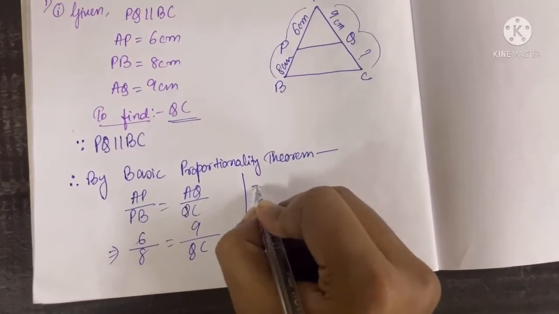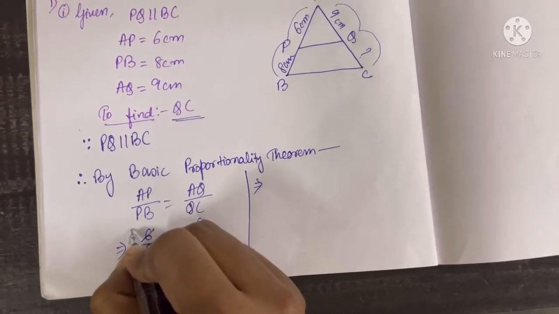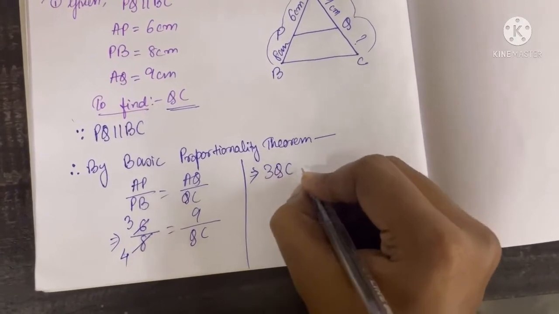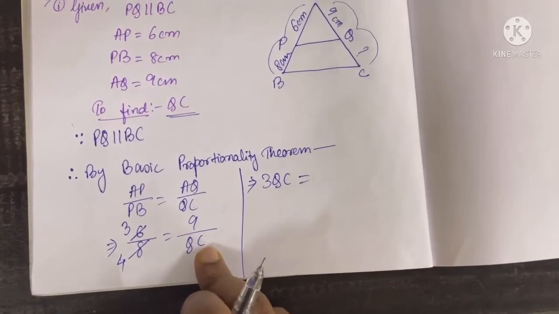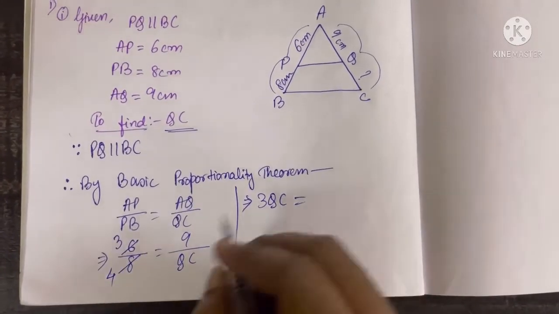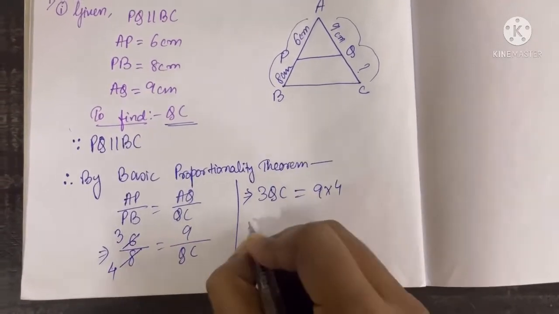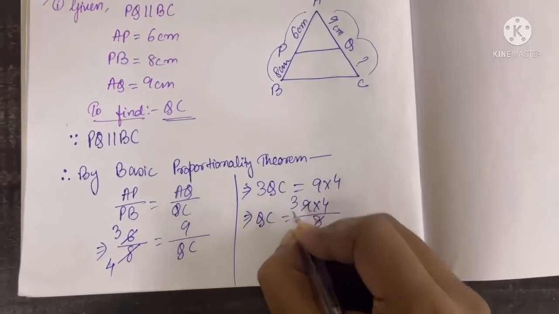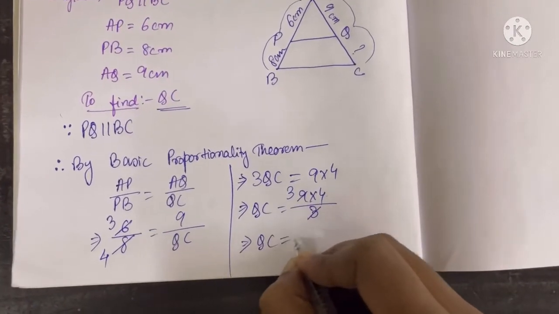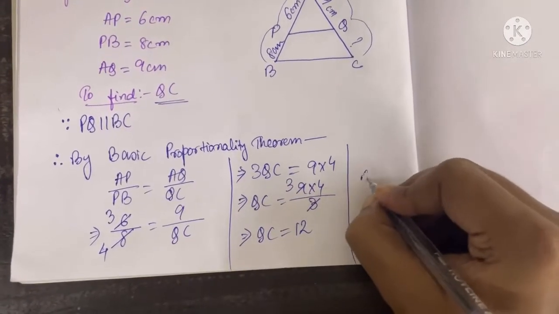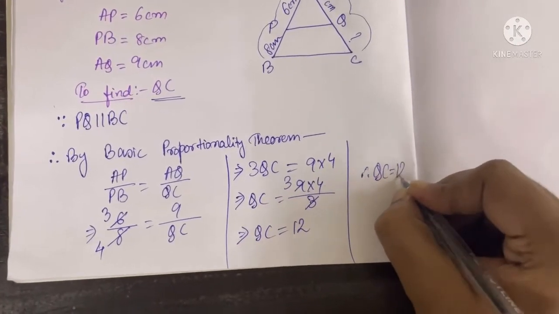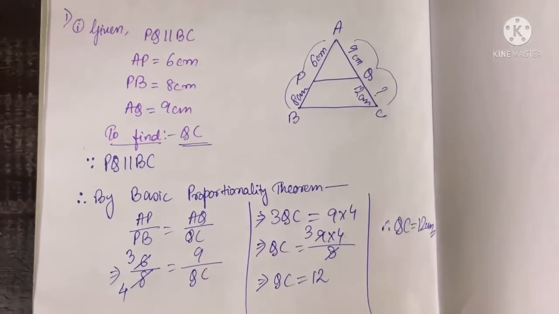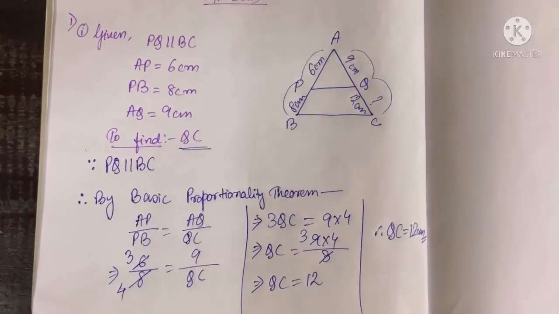Let's solve it here. Two threes are six and two fours are eight, so 3 by 4 equals 9 by QC. Cross-multiplying, when you change sides, QC becomes multiplied to 3, and we will have 9 into 4. So QC is equal to 9 into 4 by 3. Three threes are 9 and three fours are 12. Therefore QC is equal to 12 centimeter. So this part is now 12 centimeter. Hope you understood. This is the first sum of 6A.